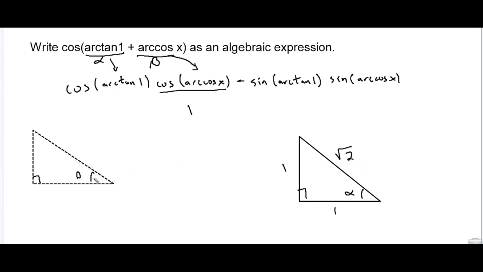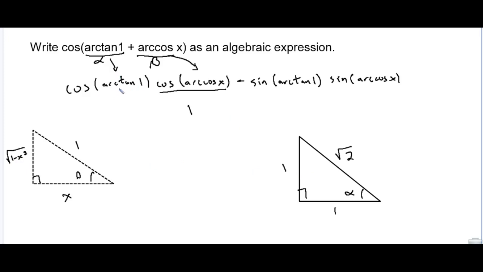And then for beta, we know that arc cosine is x, right? So that means cosine is adjacent over hypotenuse. So we have x, and we have 1 here, which means this one, if we use the Pythagorean theorem, is the square root of 1 minus x squared. This one squared minus this one squared gives you this one. Okay, so we have some of these values.